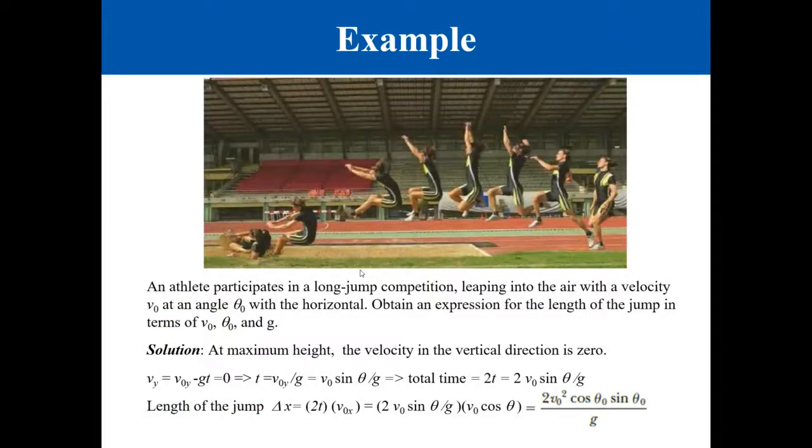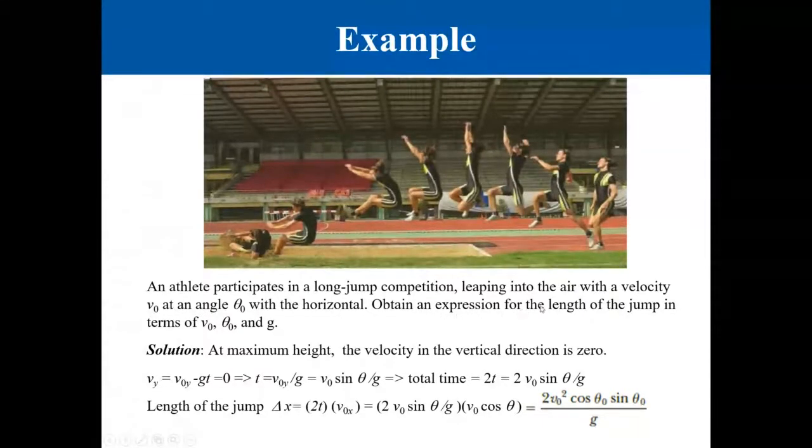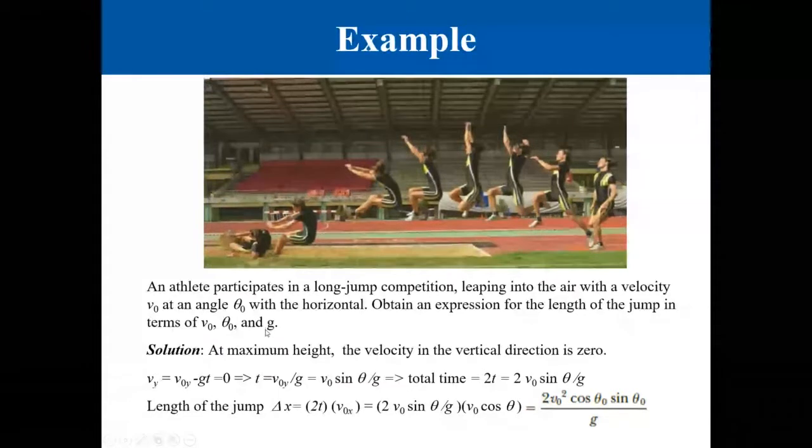Another example. An athlete participates in a long jump competition, leaping into the air with a velocity v naught at an angle theta naught. That is the original velocity. Obtain an expression for the length of the jump in terms of v naught, theta naught, and g.